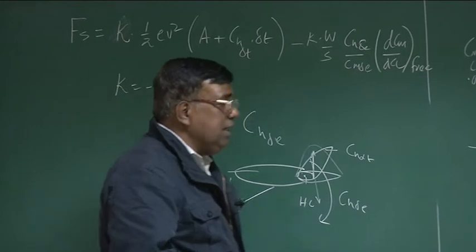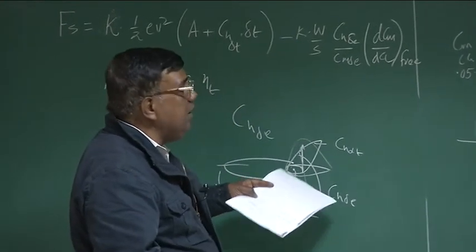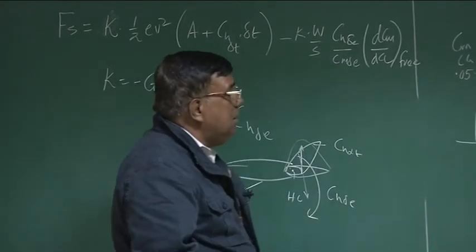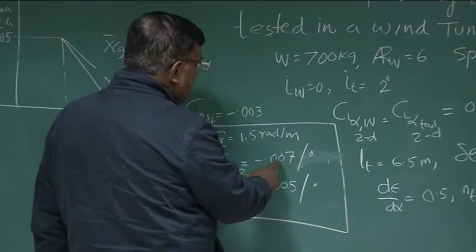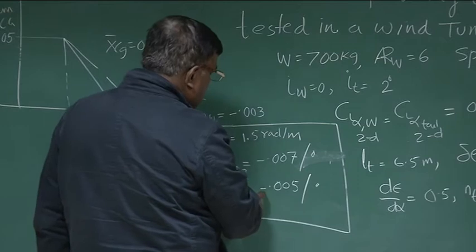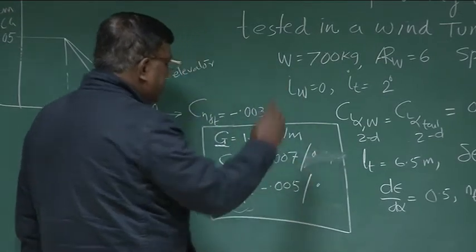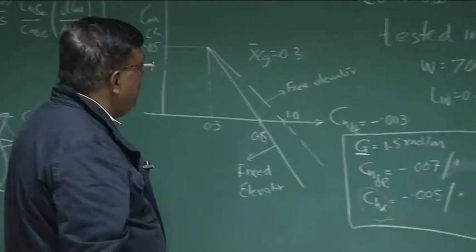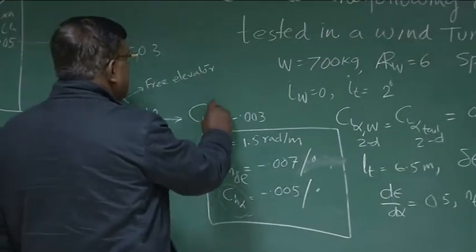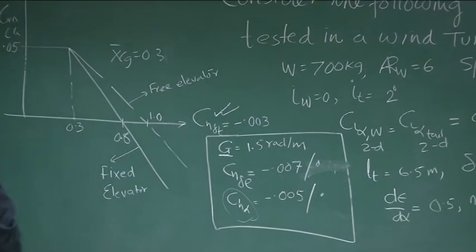So those values are negative because the hinge line is ahead of the resultant center of pressure. So CH alpha T and CH delta E: the values are minus 0.007 per degree, and this is minus 0.005 per degree. Suppose this is given, and also of course I think somewhere CH delta T is also given. This is the tab. What is CH delta T?